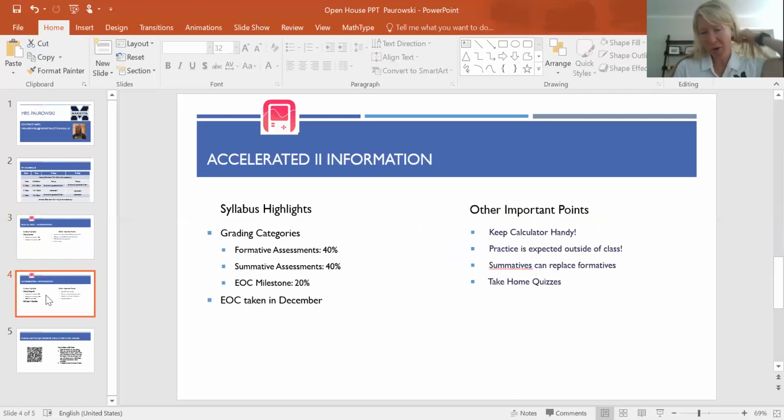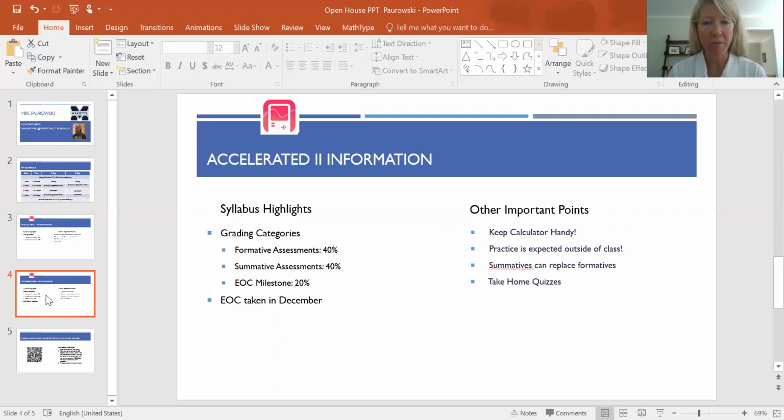Accelerated 2 is the other class that I teach that I also love. I've been teaching this class for 8 years now, probably since this class was first created. But I love this class. The grading categories are a little bit different for this class, and that's because we are still planning on taking the end of course test in geometry.